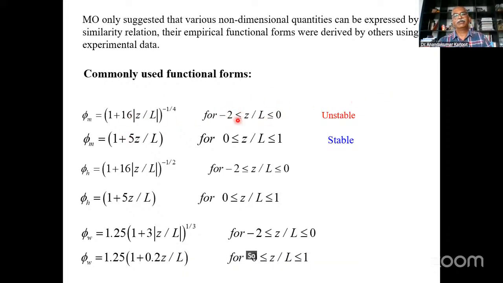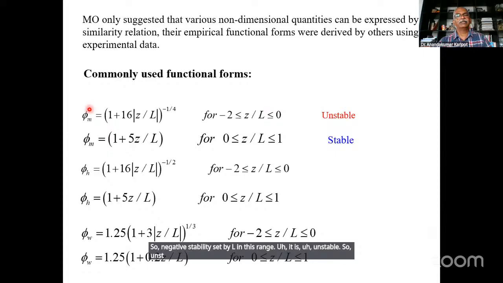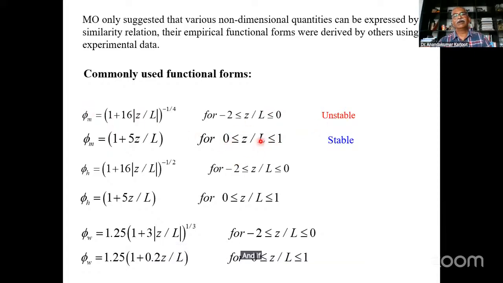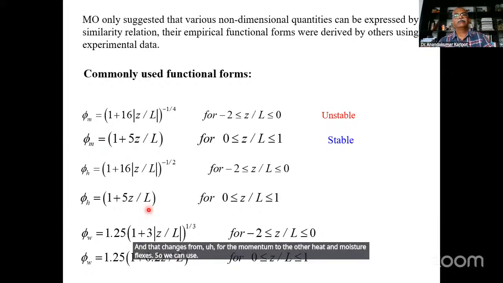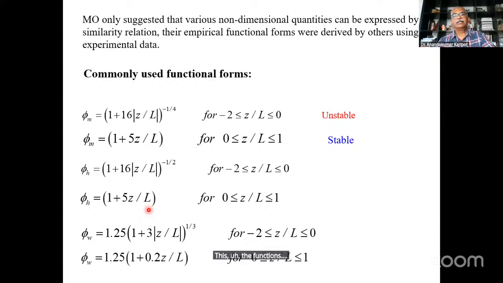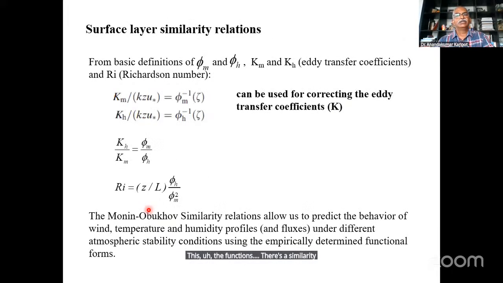So for negative stability, Z by L in this range, it is unstable. So for unstable, the functional form is given by this. And if it is stable, then we have to use the functional form like this. And that changes from the momentum to the other heat and moisture fluxes. So we can use these similarity functions to correct the eddy transfer coefficients for different stability situations.